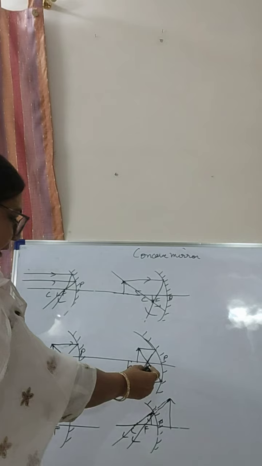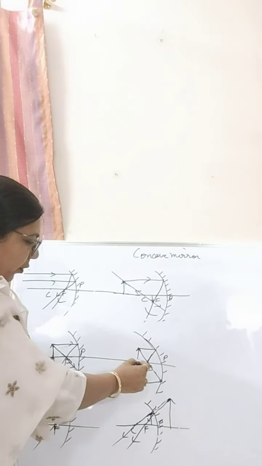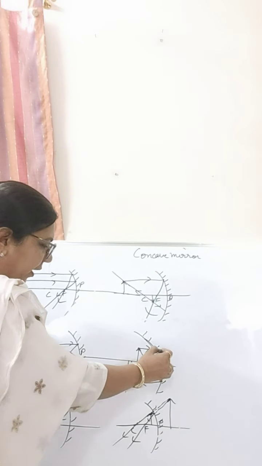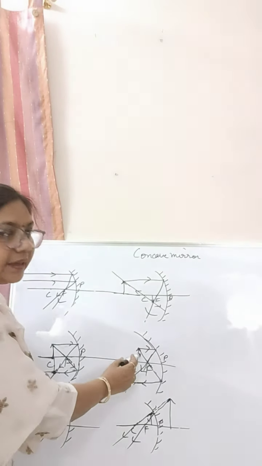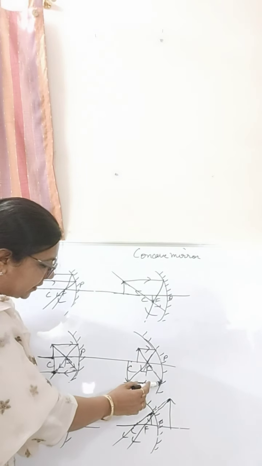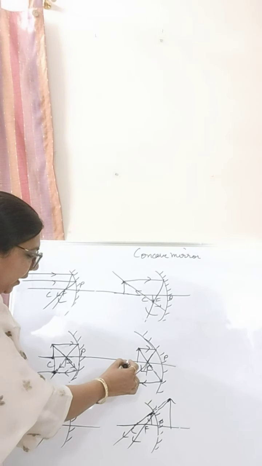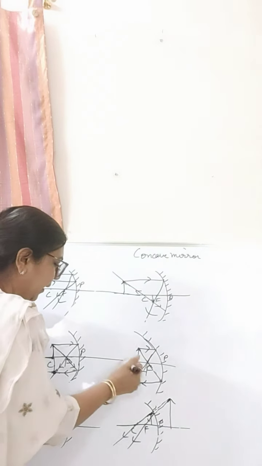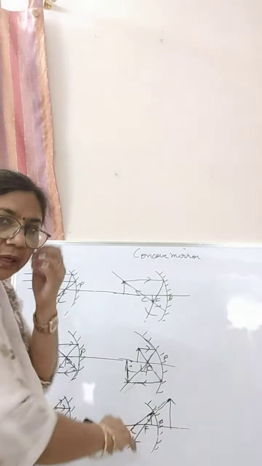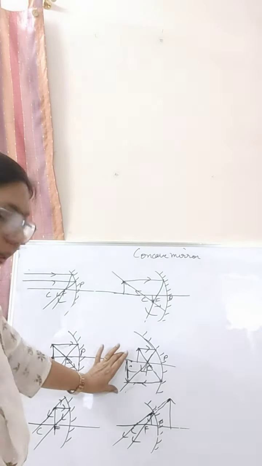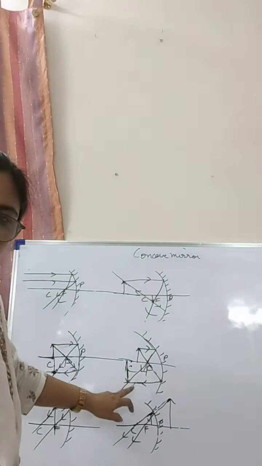Okay. The fourth case is when the object is between C and F, that is center of curvature and focus. Then I have made one ray which is parallel to the principal axis. After reflection it will pass through the focus. Another ray I have taken which is passing through the focus will become parallel to the principal axis. So where these two rays are meeting, it will be beyond C. When you draw it, this is C, and the image will be beyond C. It will be real, inverted, and enlarged compared to the object. So this is the fourth case.